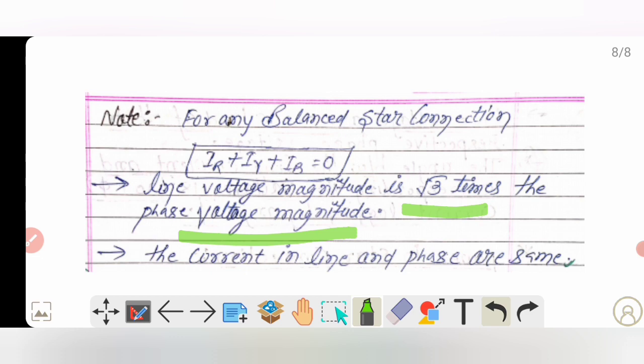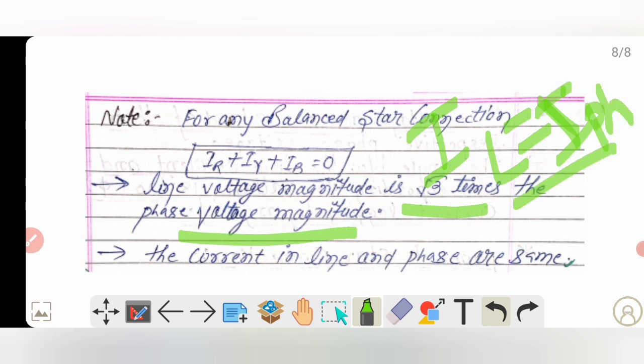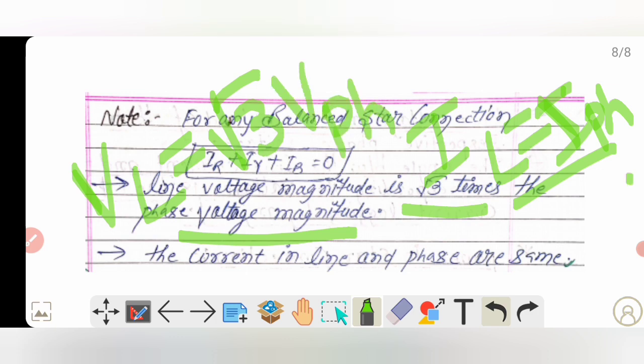As we have already derived, IL is equal to I phase, meaning line current is equal to phase current in case of a star connection, and the line voltage VL is equal to root 3 V phase in case of a star connection, and the current in line and phase are the same. So this was all about the relation between the line voltage and current to phase voltage and current in case of a star connection.